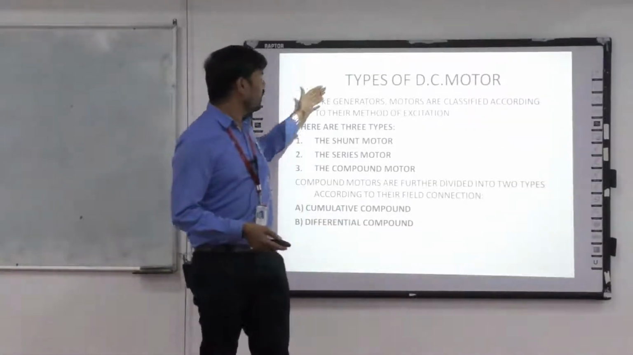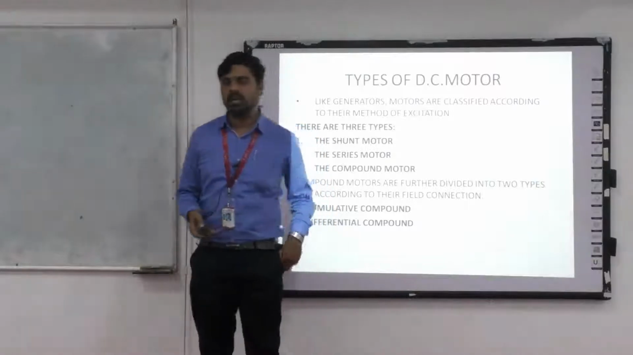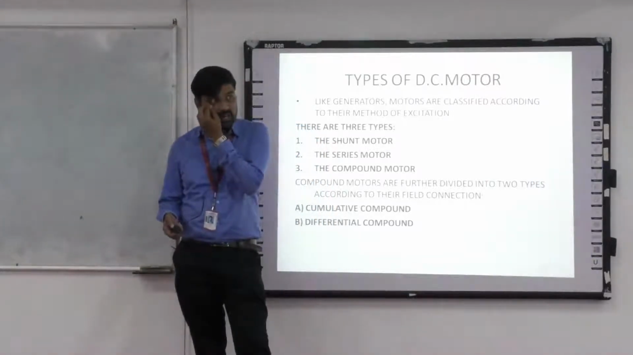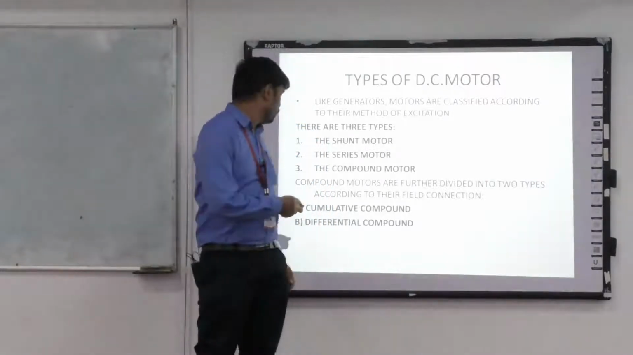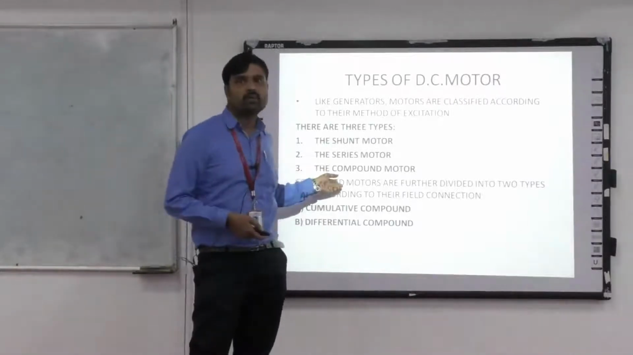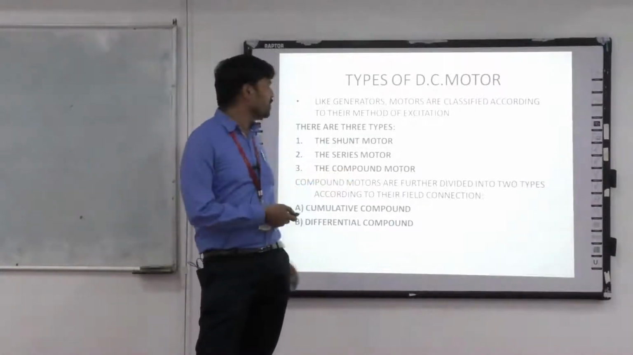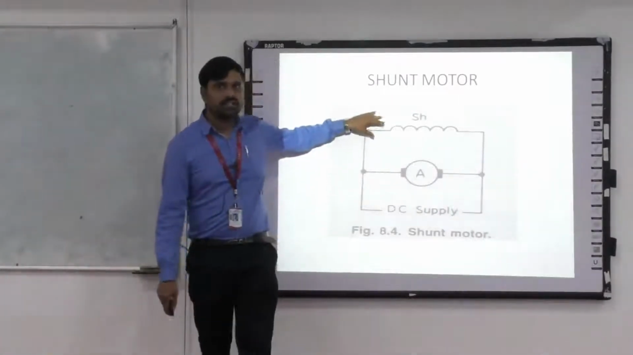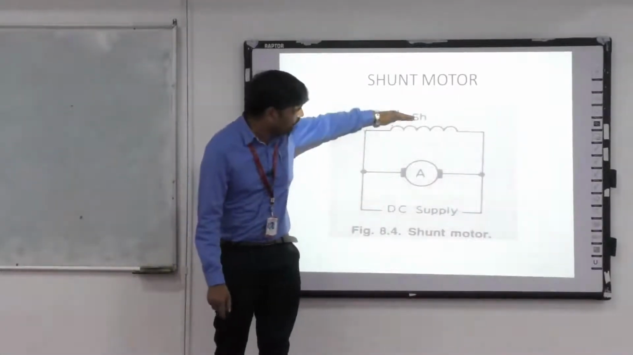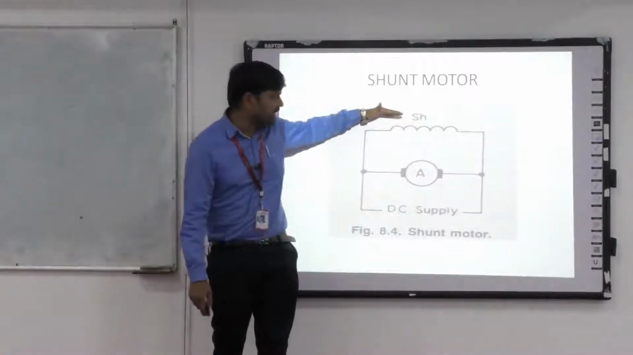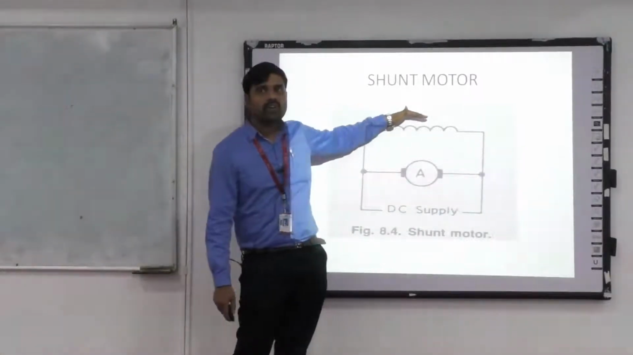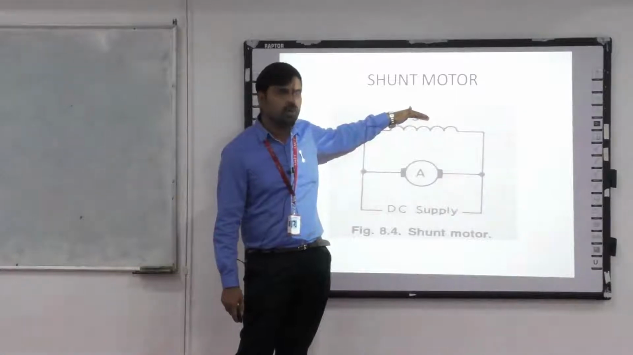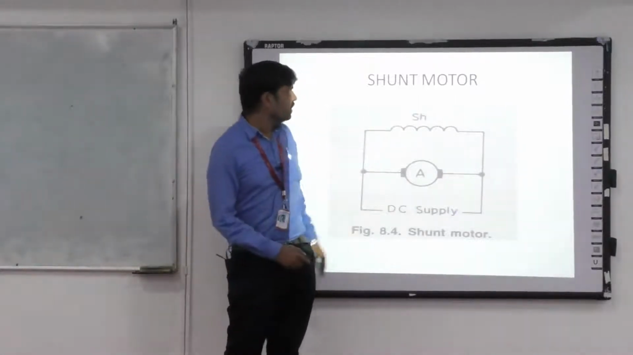Right? So we have different types of DC motor. One is a shunt motor, another one is a series motor, another one is a compound motor. Then in compound, we have two types. One is cumulative compound, another one is differential compound. Let's see a shunt motor. Here in the shunt motor, you see that the winding is connected in parallel with the armature. We can say it is a constant flux motor because the flux is maintained constant throughout the operation. So that is called a shunt motor.